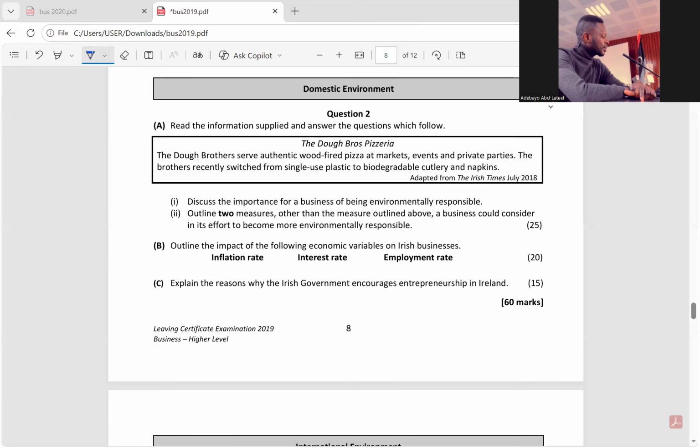So a high inflation rate reduces the purchasing power of consumers, reduces revenue for businesses, and that would not allow Irish businesses to be able to expand and export goods outside of Ireland. Do you understand? It reduces their competitiveness. Is it clear? The third one, I'm still here. These are the consequences of high inflation rates.